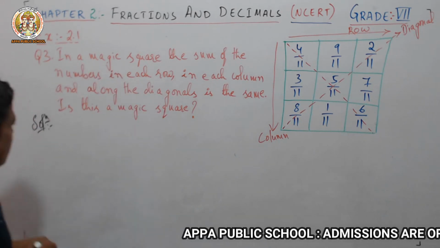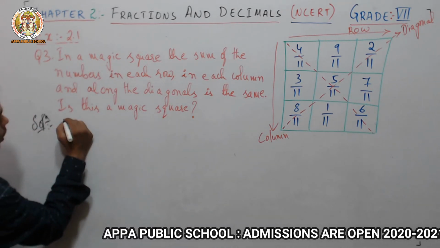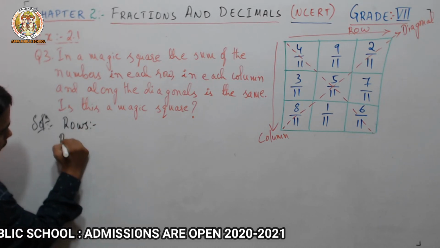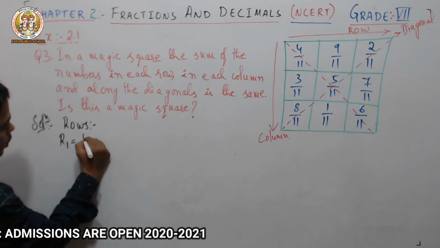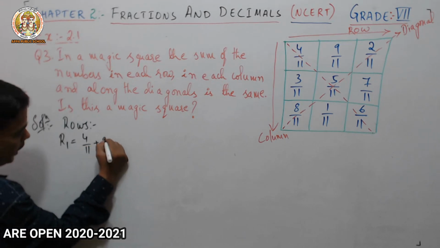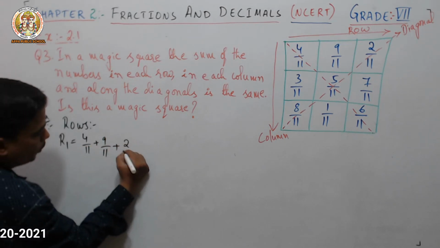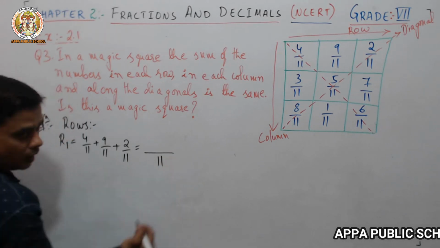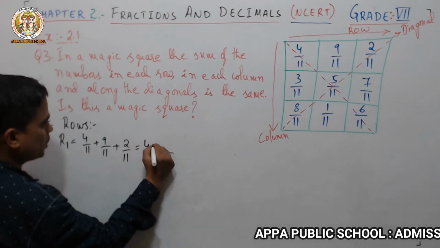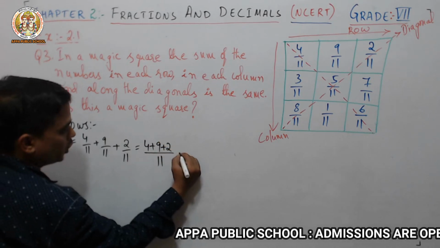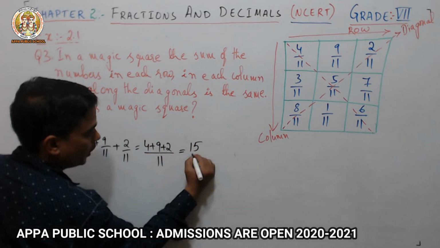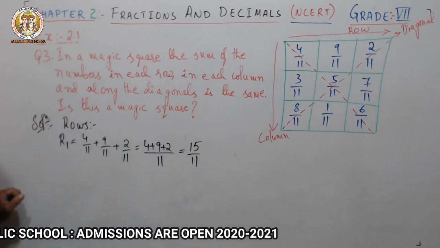Okay, I'll solve it. First I will come to rows. Row 1, that is R1, is equal to 4 by 11 plus 9 by 11 plus 2 by 11. Here all the denominators are the same, so I will write 11 as it is. So 4 plus 9 plus 2. How much will it be? 4 plus 9 is 13, 13 plus 2 is 15 by 11. I got R1 as 15 by 11.